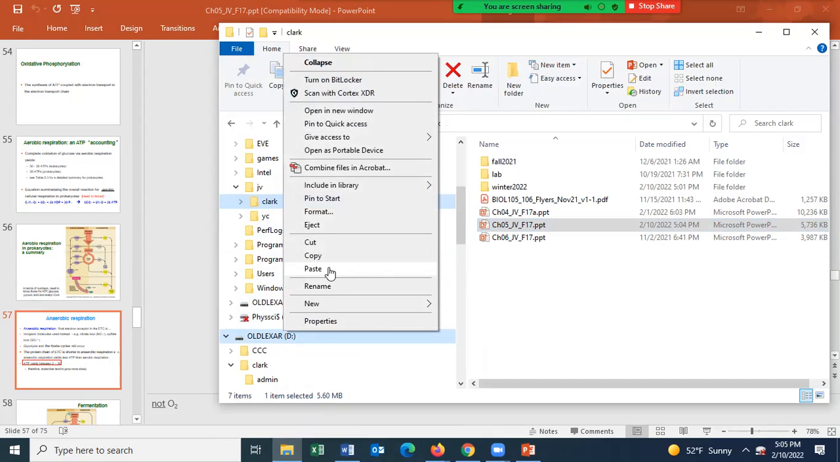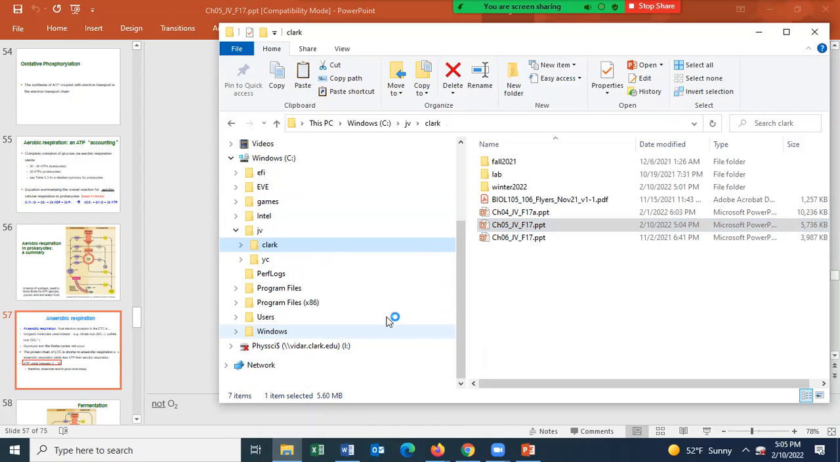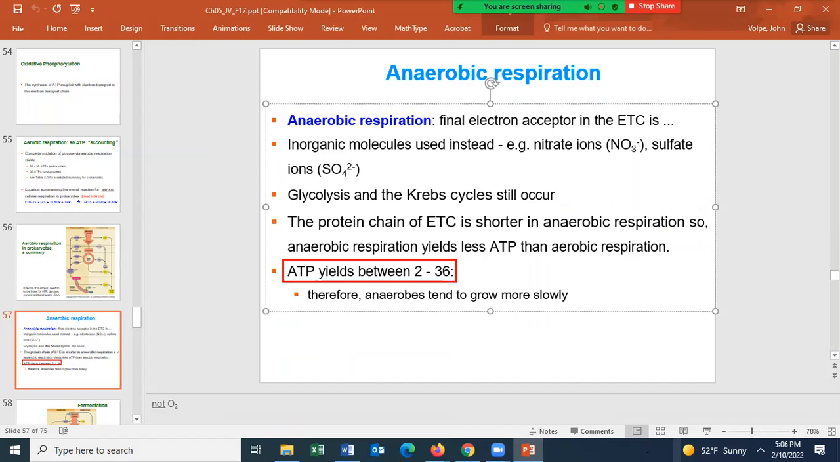Unplug that. Plug in my headphone. I don't have enough ports to have everything plugged in, so go back.